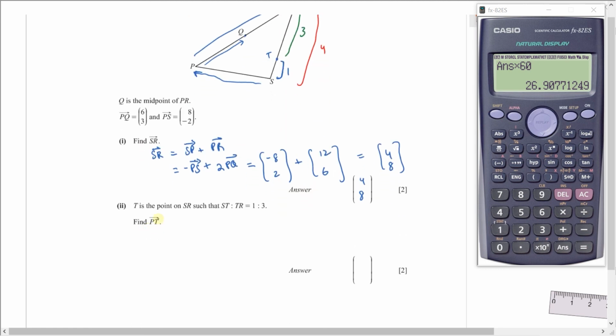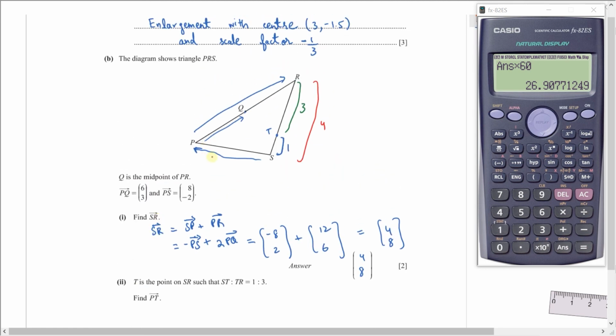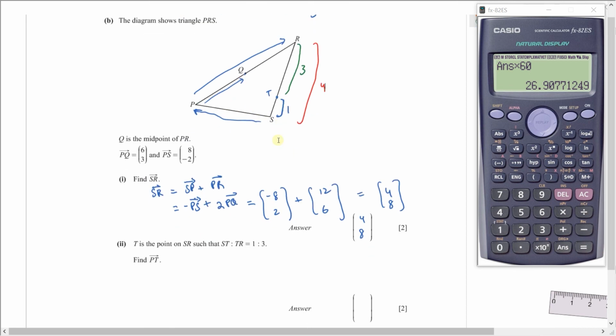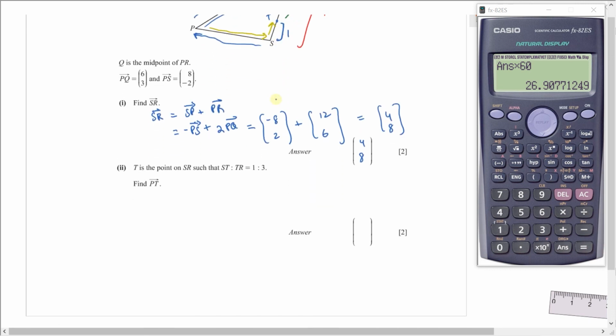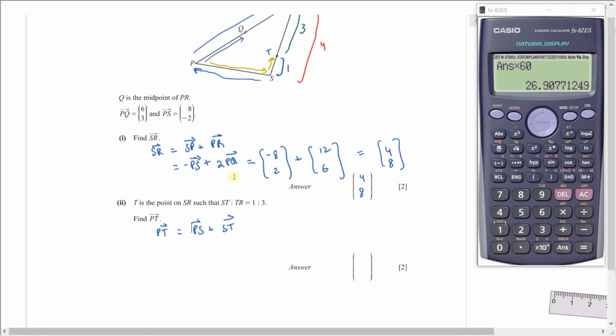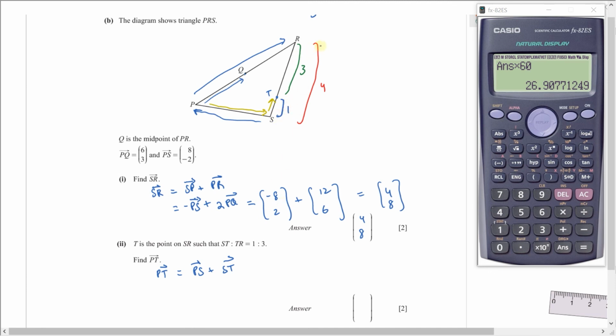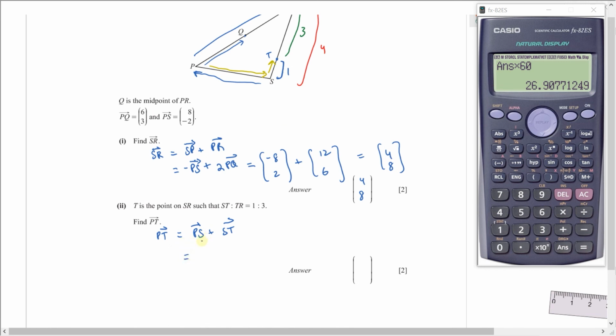So the question asks you to find PT. PT will be PS plus ST. We know SR, we have calculated this full length, SR is 48. So ST is just 1/4. This is 1, this full length is 4. So ST will be 1/4 of SR.